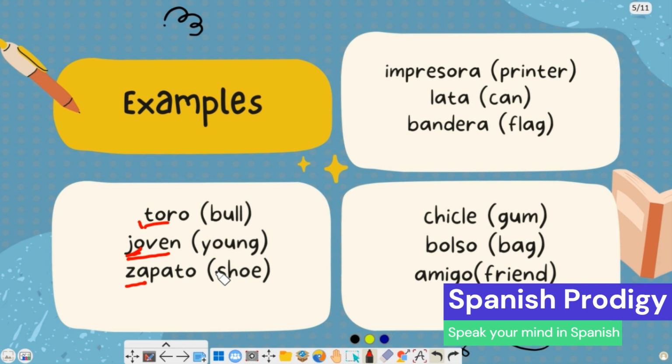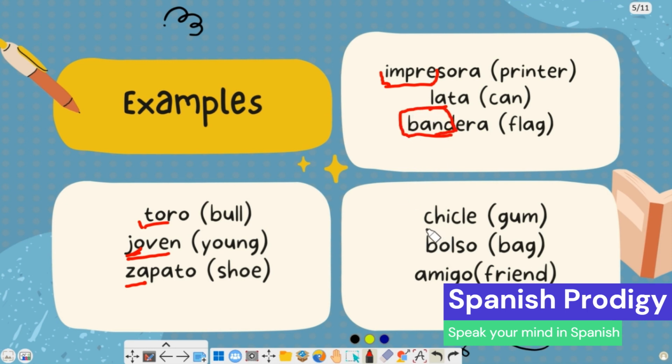which means shoe. And then impresora, impresora means printer, impresora. The stress is placed on this part. And then lata, lata means can. The stress is placed here again on the second to last part of the word. And then bandera, bandera means flag. Here also the stress is placed on the second to last part of the word.